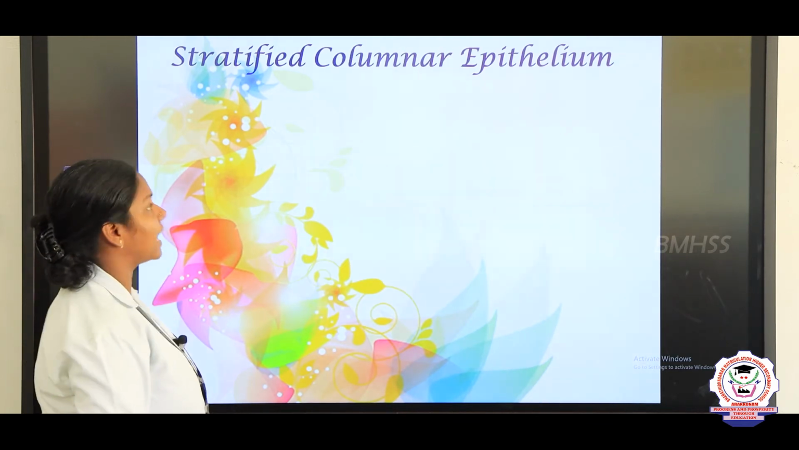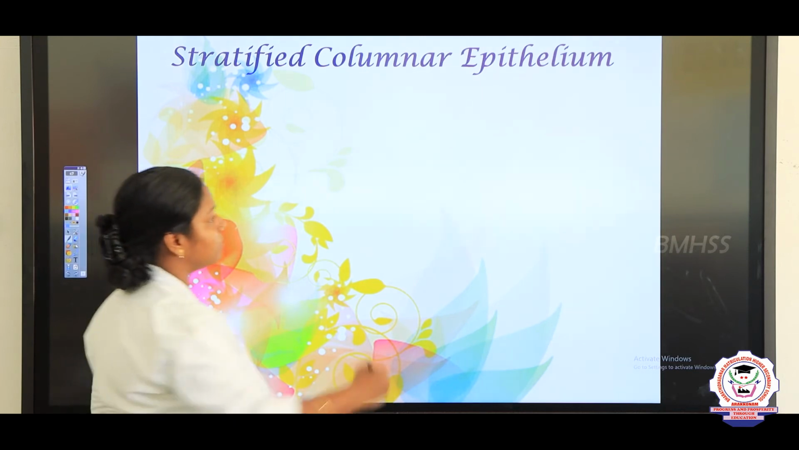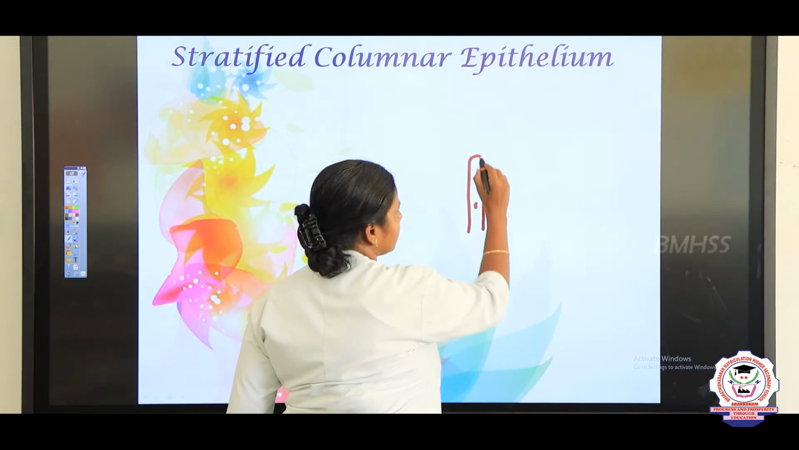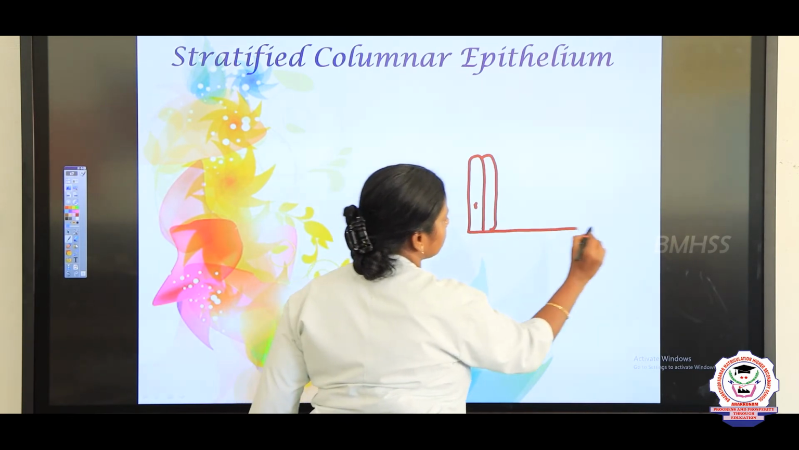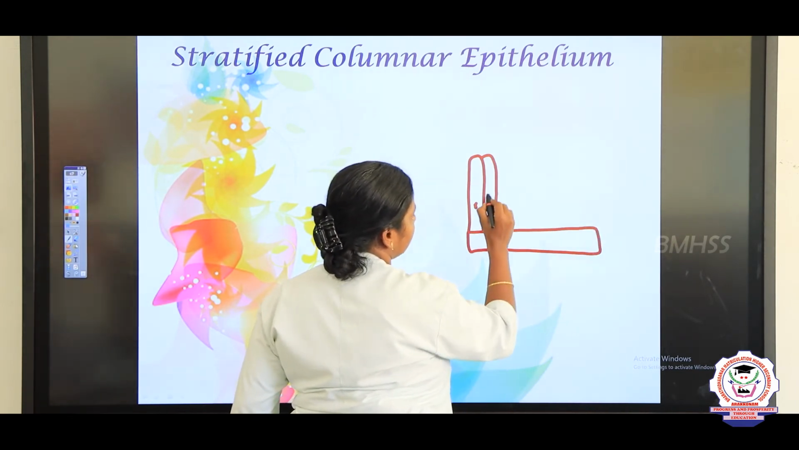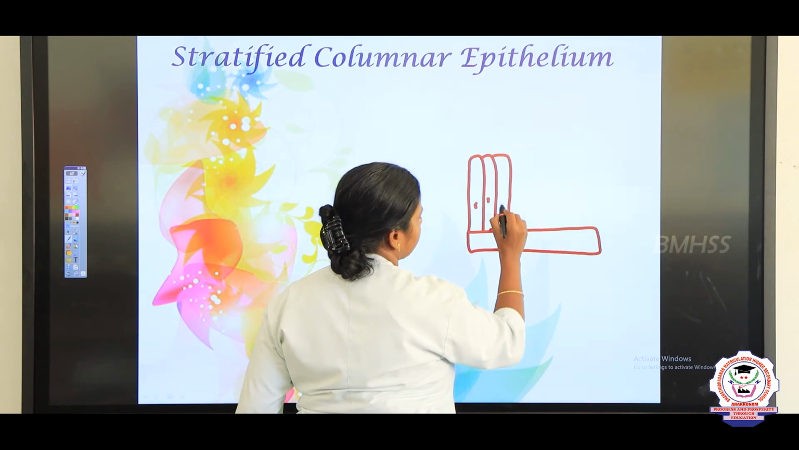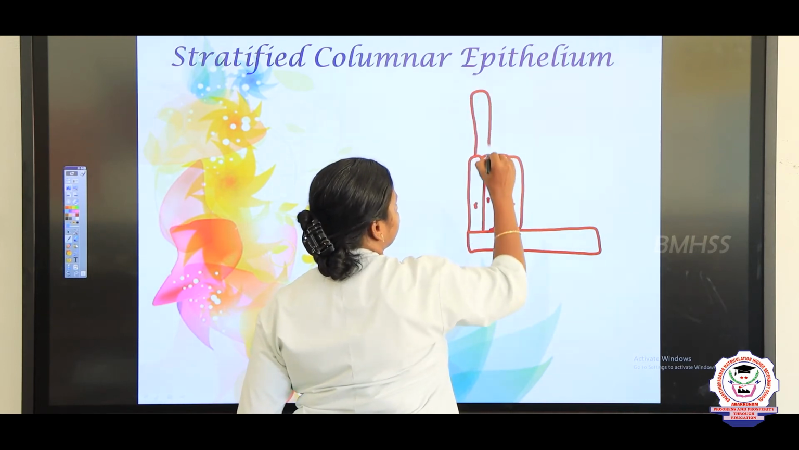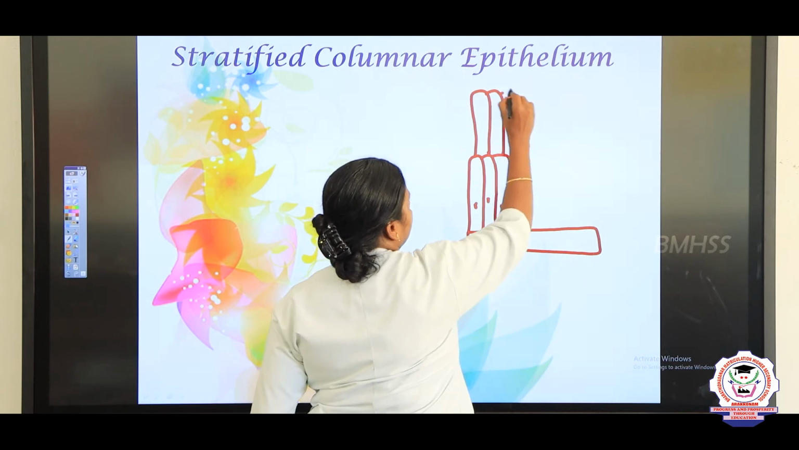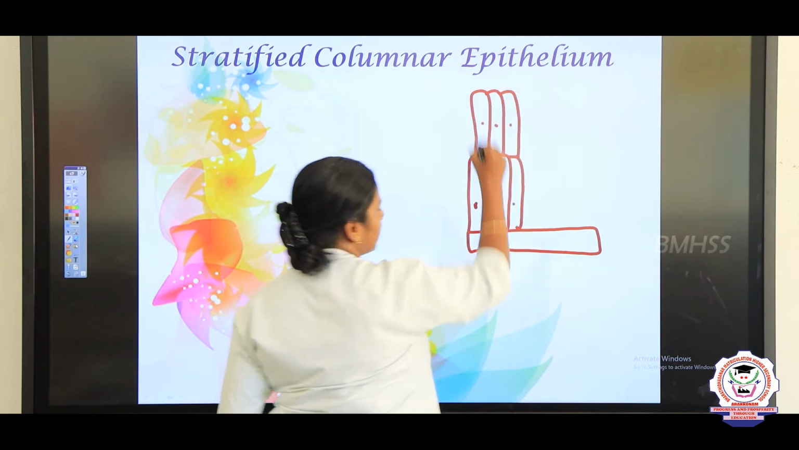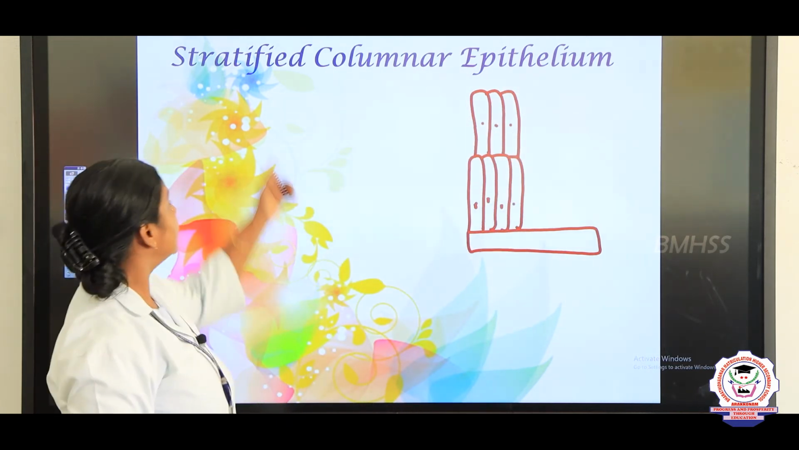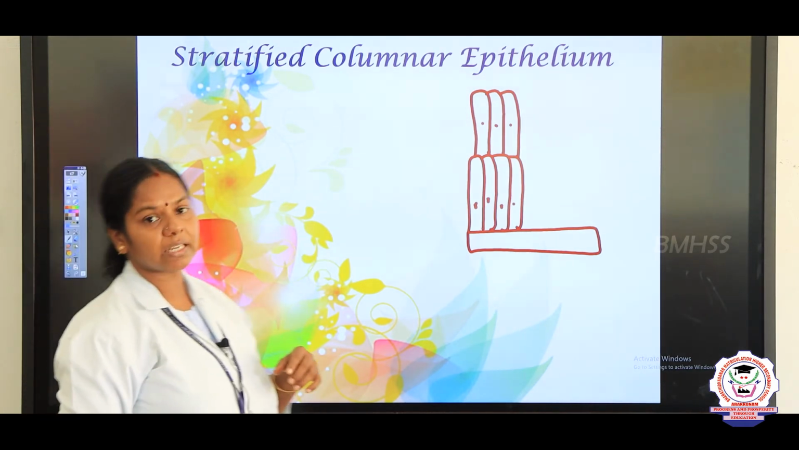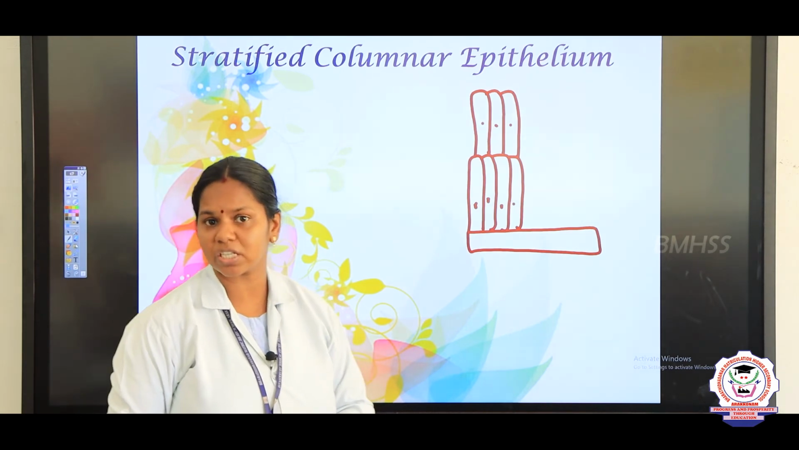Next one is the stratified columnar epithelium. Stratified columnar means the cells are columnar like this. The basal cells are there and the cells are like this, and again it is multi-layered. So, such type of arrangement we say is a stratified columnar epithelium, and stratified columnar epithelium is found only in limited locations of our body.